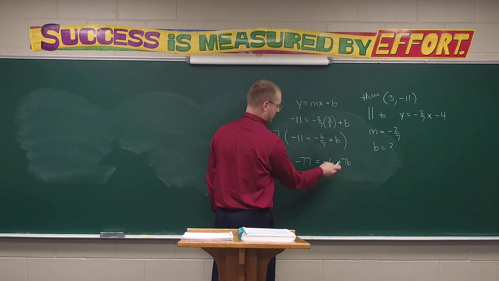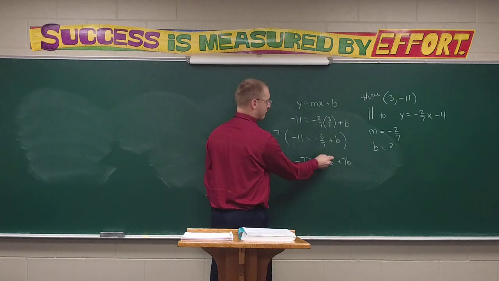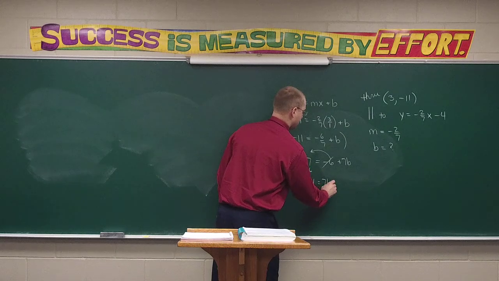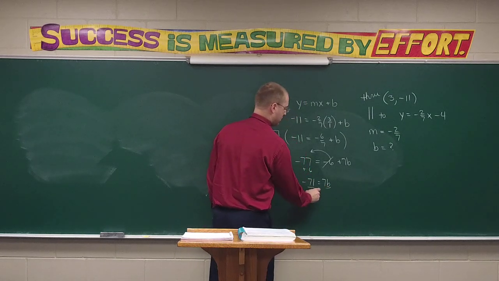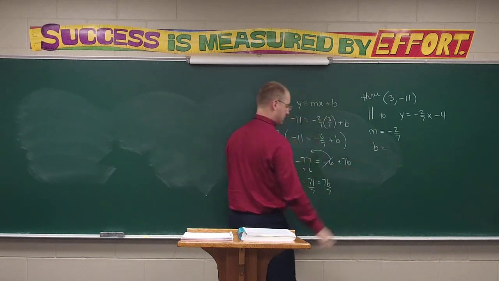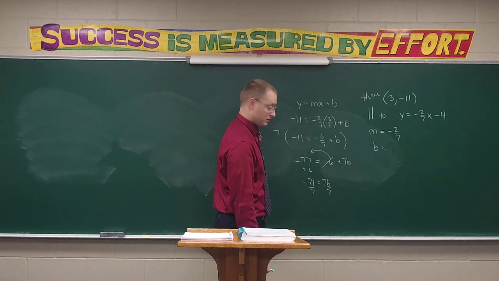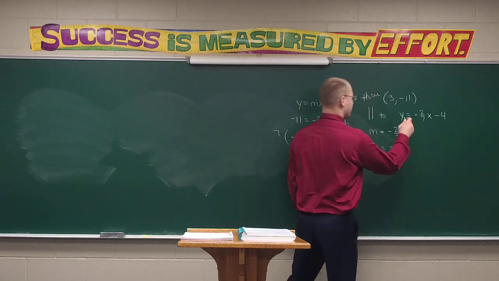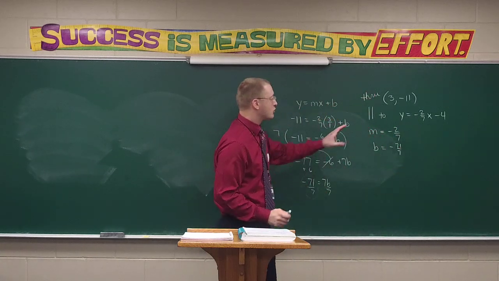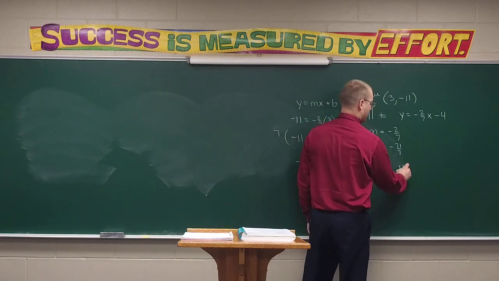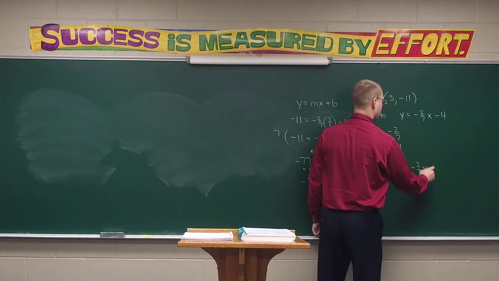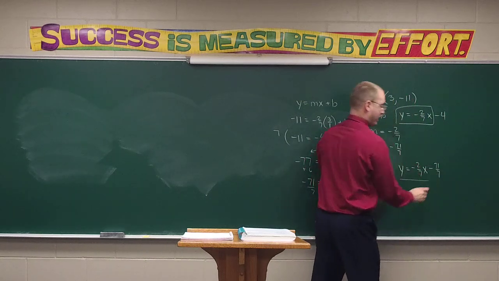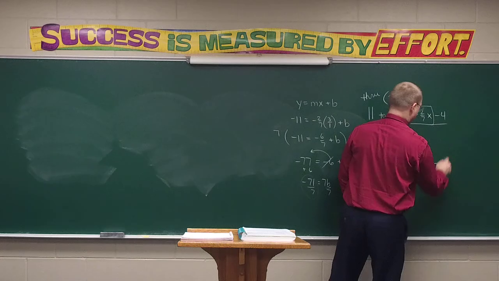And then you divide. Not yet. And then you move it over. There we go. So you get -71. And then you divide by 7. And so obviously the b value is -71/7. You could say -10 and 1/7, I suppose. So what's my equation? y equals -2/7 x minus 71/7. Notice it starts the same as the other equation, right? Because it's parallel, it just has a different y-intercept.